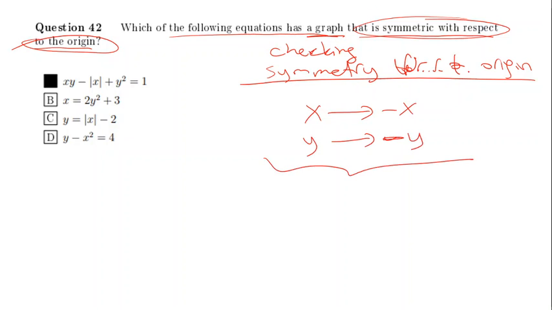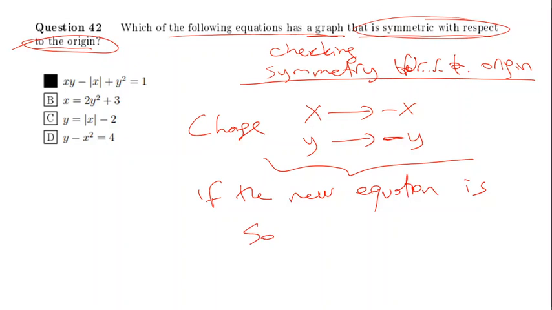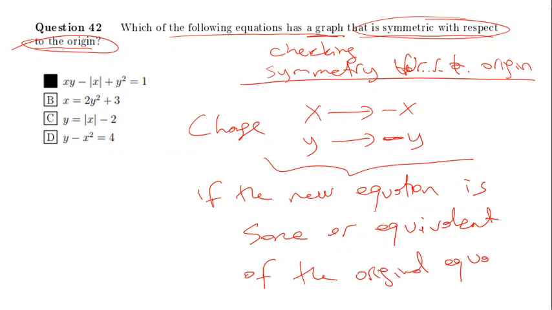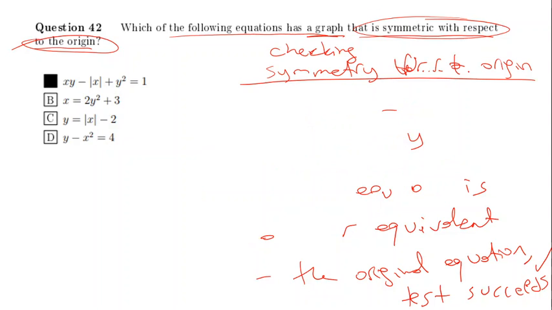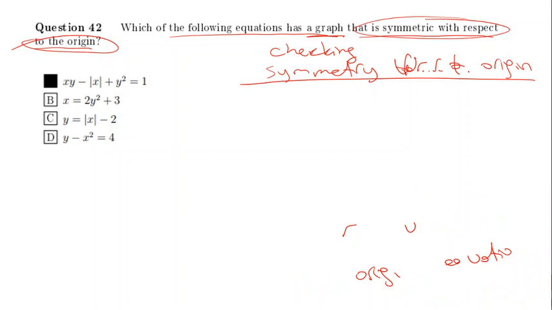And the idea is, okay, change them. And if the new equation is the same or equivalent to the original equation, so the test succeeds. So it means we say it's symmetric. So let's do this one by one. In which of the following equations will the test work? It will succeed. Now let's see.